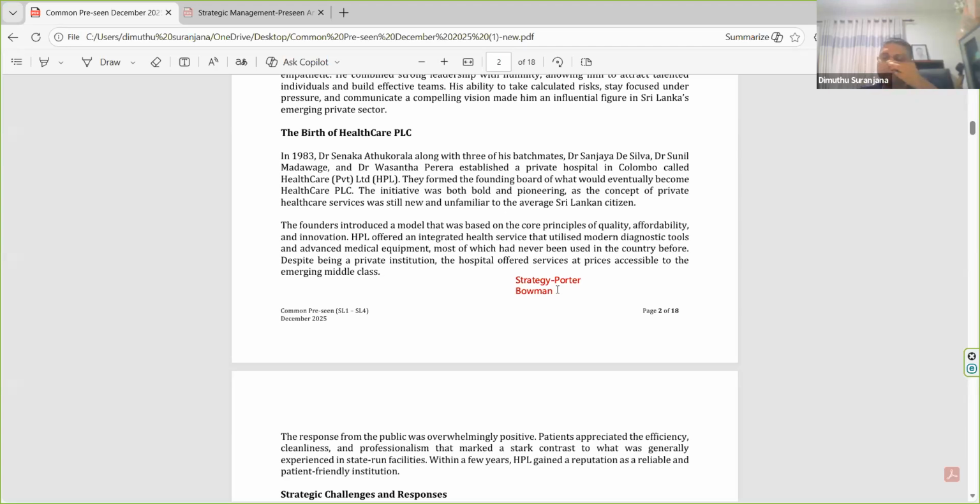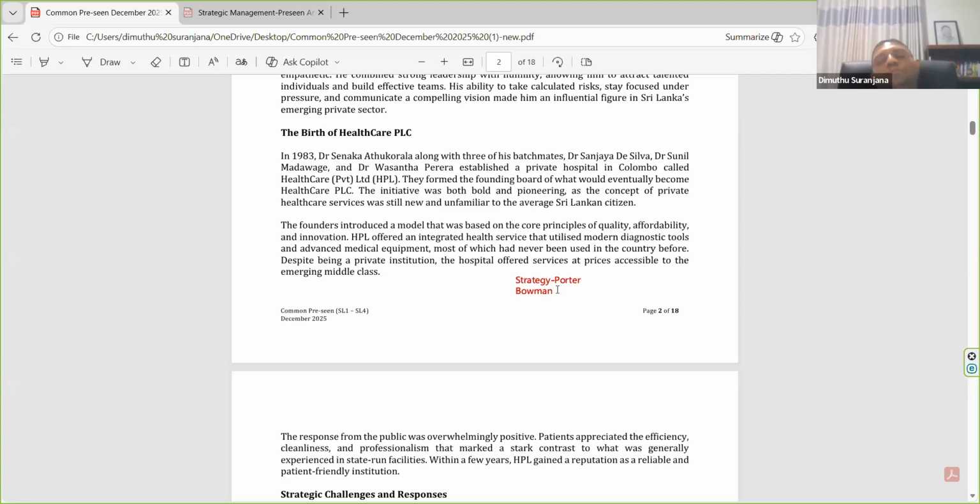Both is offered by them. Within a few years, it will gain a reputation as reliable and patient-friendly institutions. Based on the information given, you can work out their strategy. You can identify what is the strategy used by these particular organizations. You can use Michael Porter's generic strategies. You can identify whether it's cost leadership, differentiation, or focus strategy. At the same time, you can look at the Bowman strategy clock also.